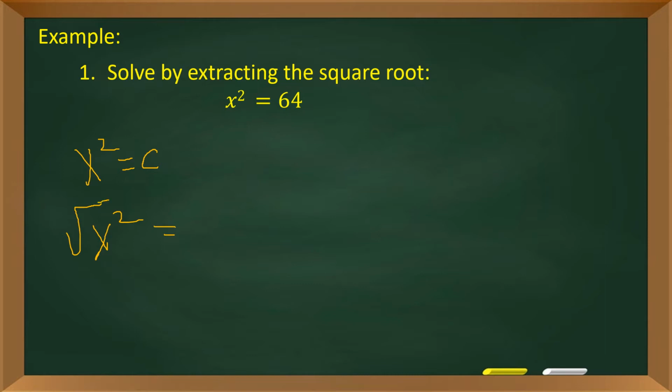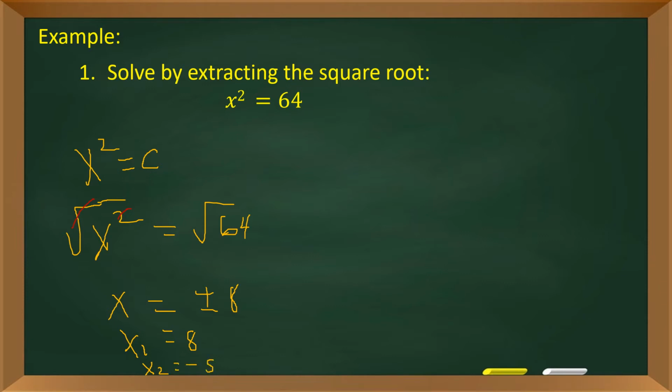So square root of x squared here and square root of 64. But the square root of x squared is as good as cancelling the square root sign and the square, because square root and square are opposites. So the square root of x squared is x, and the square root of 64 is plus or minus 8. So therefore you have x1 now, which is positive 8, and x2, which is negative 8.